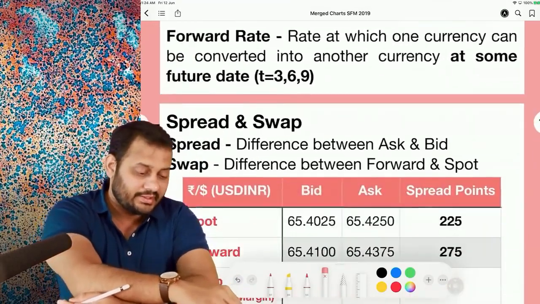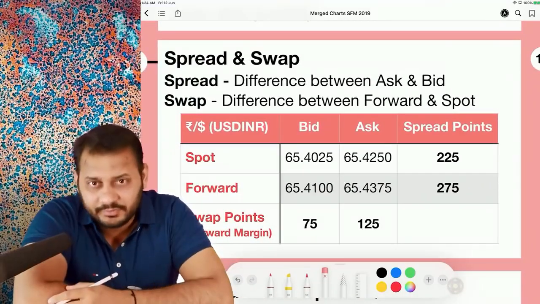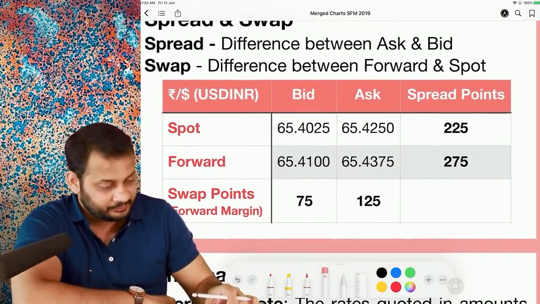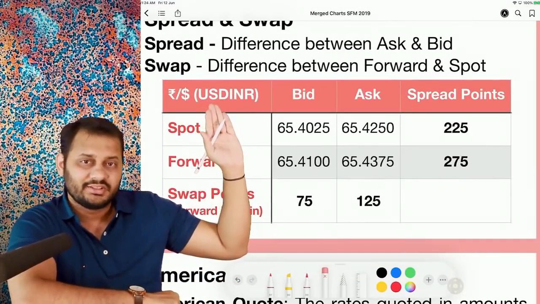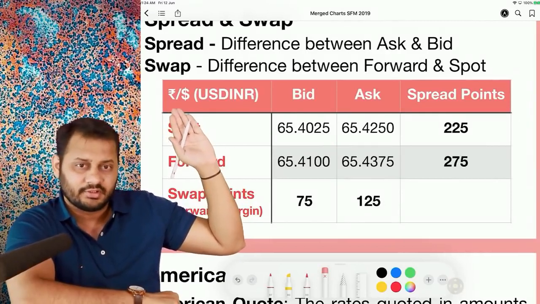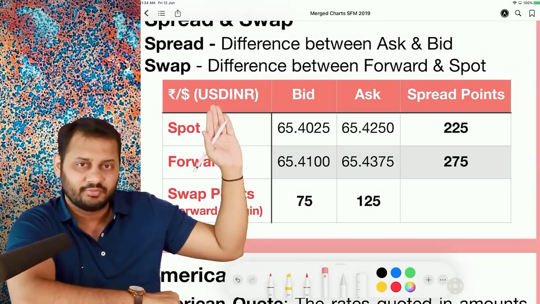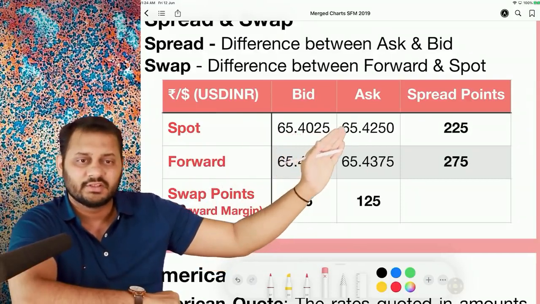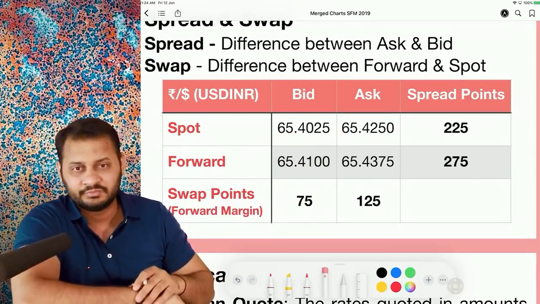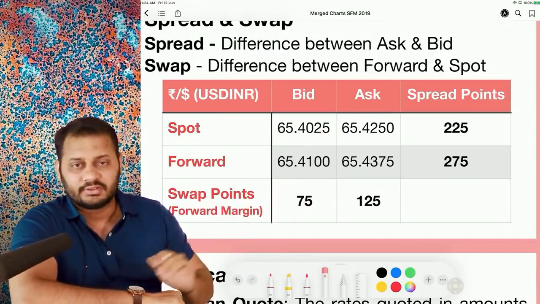Next comes the spread and swap. This is one of the most important parts. So let's take the spot rate of USD INR, or you can say rupees per dollar. In symbol it is like this, in ISO form it is like this. So spot rate of 65.4025, 65.4250 bid and ask. Forward rate of this bid and ask.